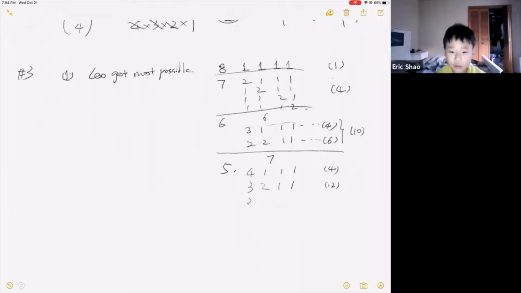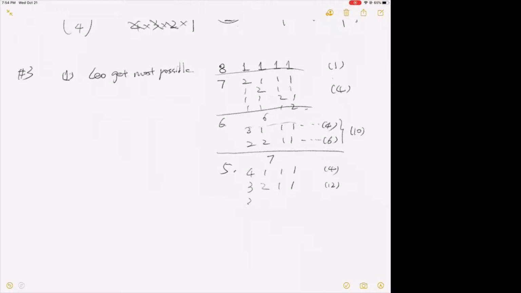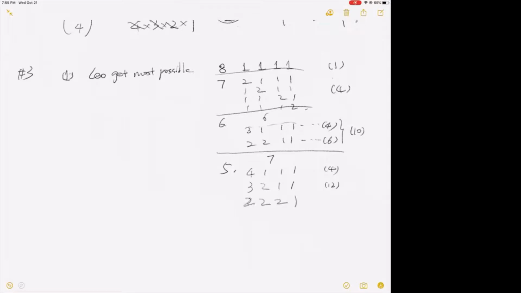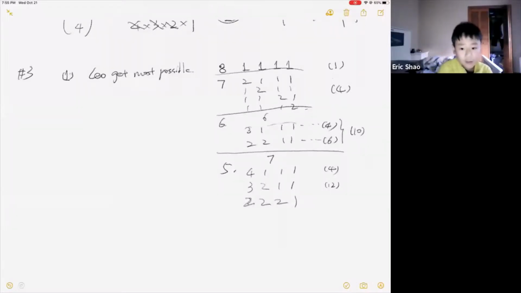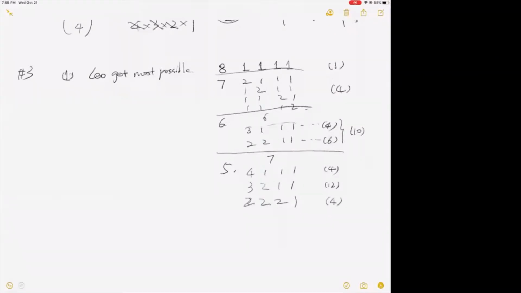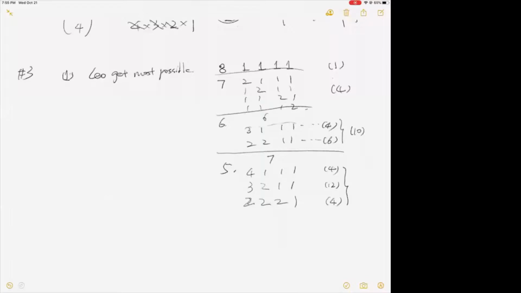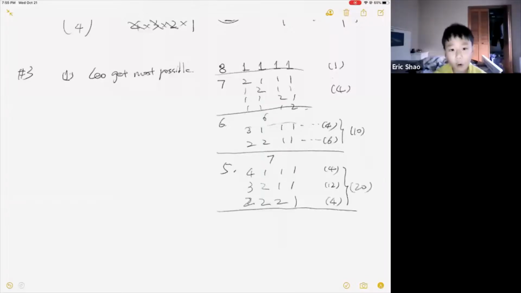Hold on. 3, 2, 1, 1, and then what? That's it, right? Oh, yeah, I mean, 2, 2, 2, 1. There's also 2, 2, 2, 1. So how many? Oh, I thought that was it. I think that's what I got wrong. There's only 4 ways to do it that way. Okay. And then I think that's it. Those are the partitions of 7. So how many in total? 20. 20. Okay.